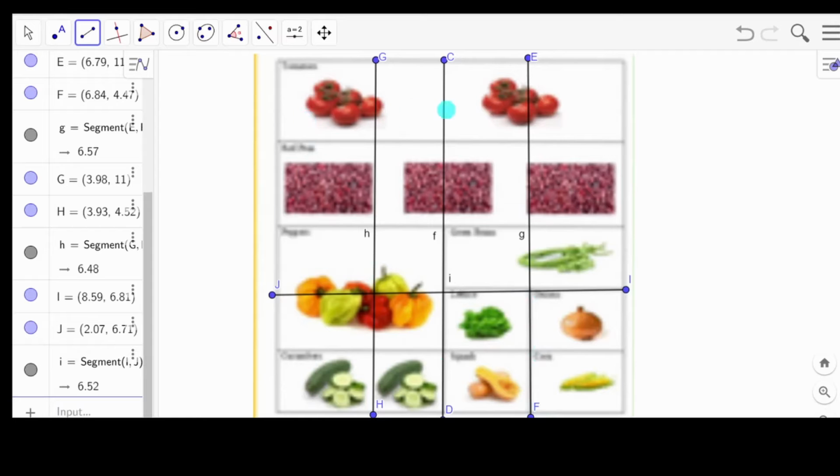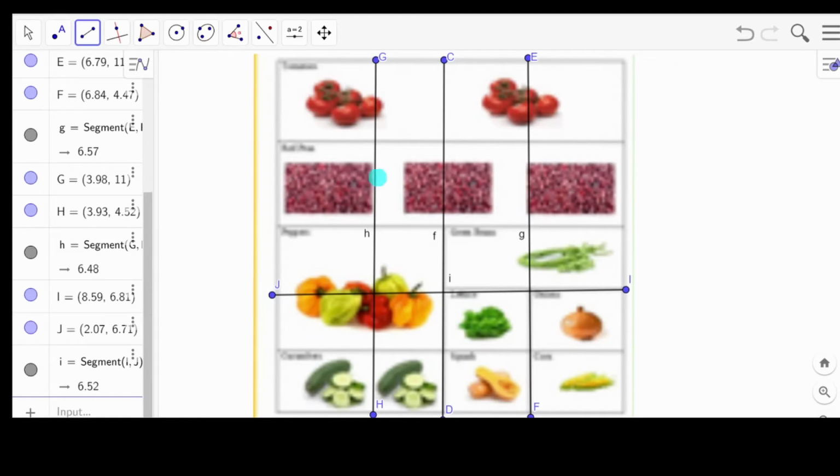So we have 1, 2, 3, 4, 5, 6, 7, 8, 9, 10, 11, 12, 13, 14, 15, 16, 17, 18, 19, 20. So the garden is divided into 20 pieces. Now the tomatoes would have 4 pieces out of 20. And the red peas would have 4 pieces out of 20. The peppers would have 4 pieces out of 20.